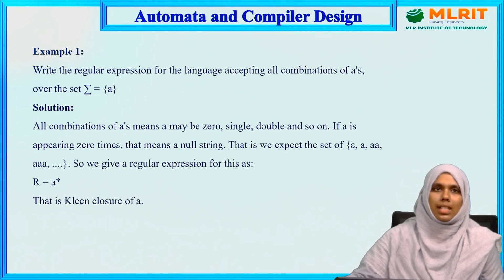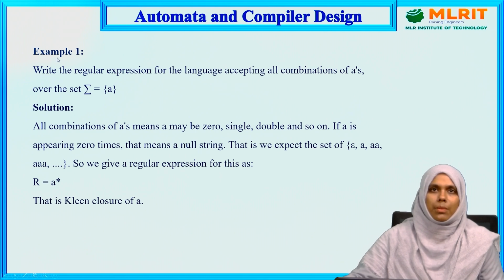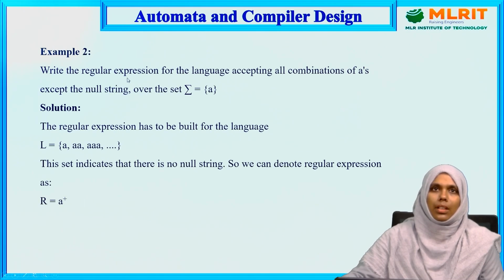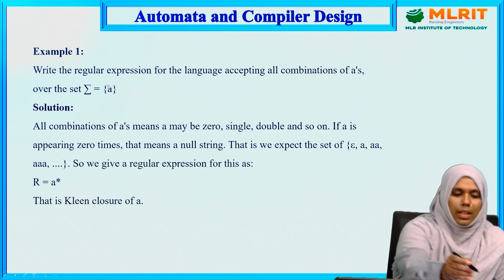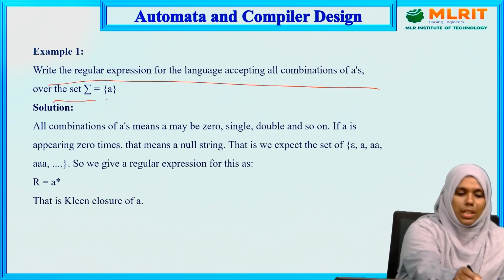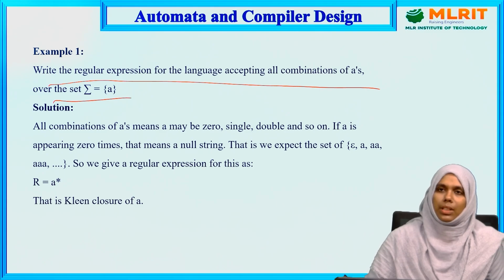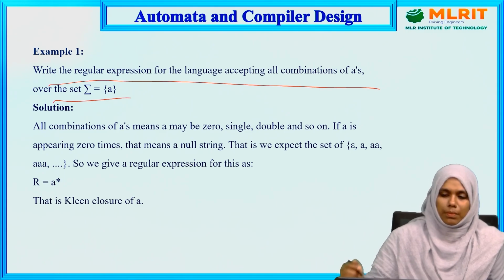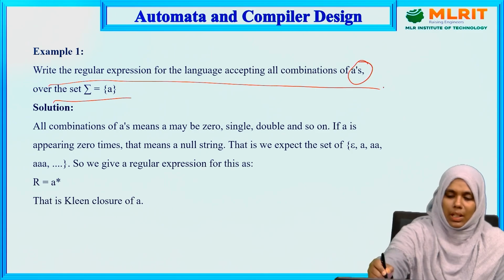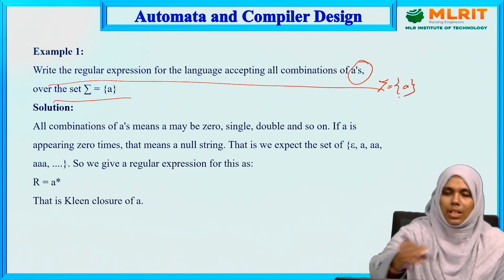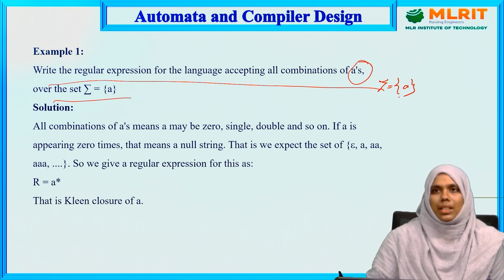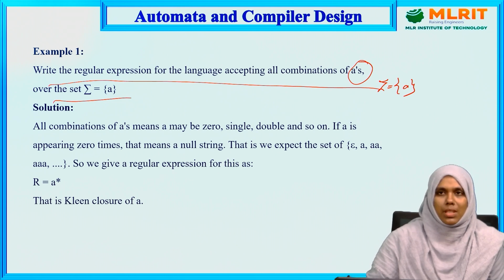Now coming to the examples. We take a simple general example: write the regular expression for the language accepting all combinations of A's. That means whenever we write a regular expression, it should have only combinations of A's, because the input symbol is given as A only, that is, the input symbol is summation A. The combination of A's means it can be epsilon, that is a null string, a single A, a double A, triple A, and so on.